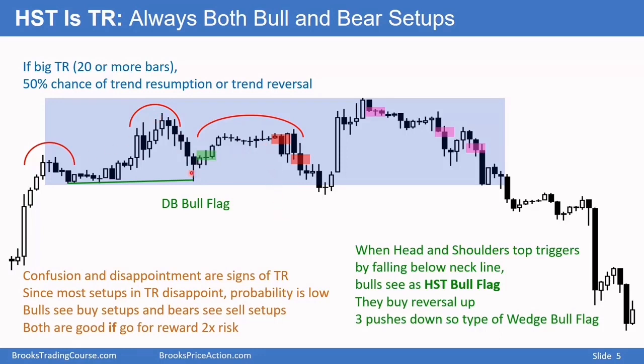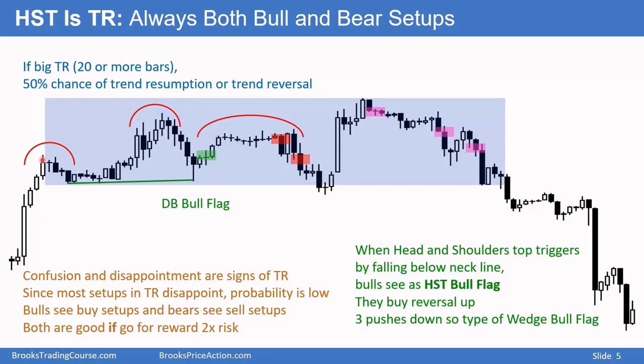Now, we have a head, a left shoulder, and we're breaking below the neckline. This is a double bottom. It's a double bottom bull flag, and we have a break below the double bottom bull flag. We therefore have 3 pushes down, 1, 2, and 3. This functionally is the same as a wedge bull flag. It doesn't matter that it does not have a wedge shape. It's 3 attempts down. Traders will look to buy a reversal up. Anytime the market tries to do something 3 times and fails, traders expect it to do the opposite.